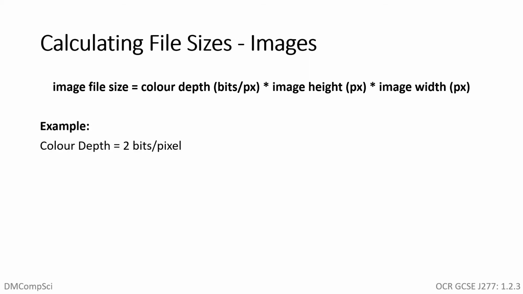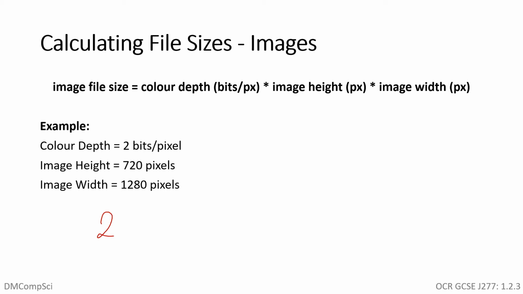We have a color depth of 2 bits per pixel, so we use 2 bits to store each pixel within the file. The image height is literally the height of the image. So we've got 720 pixels, and the width again is literally just the width of the image, 1280 pixels. This is standard 720p dimensions. So what do we do? We pop them into our formula. Our color depth is 2, times that by 720, which is the height, and we times that by 1280, which is the width.